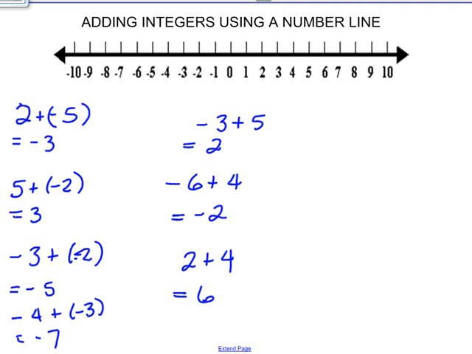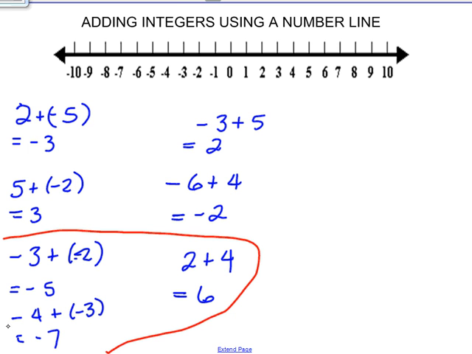So when we actually look at these answers, we can break it down into different categories. So these ones at the bottom, these 3, we had the signs the same. So either 2 negatives added together or 2 positives added together. When we examine those, when we add 2 negatives, what's happening? Well, a negative plus a negative, we're going even further away from 0 and getting more negative.